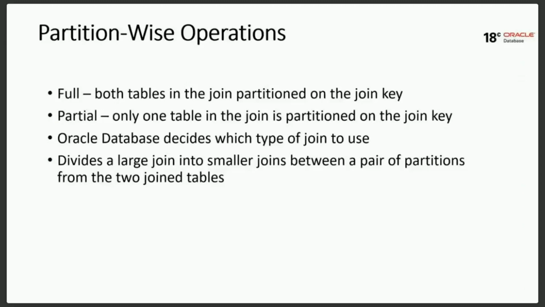In terms of partial partition-wise, it means that only one table in the join is partitioned on the join key, and then the Oracle database will decide which type of join to use. So the main thing that we need to keep in mind here is that it divides a large join that was earlier performed into smaller joins between pairs of partitions from the two join tables. So it's not just taking two tables and joining them. It looks at the partitions that are there in both the tables and then uses those partitions to actually perform a join.